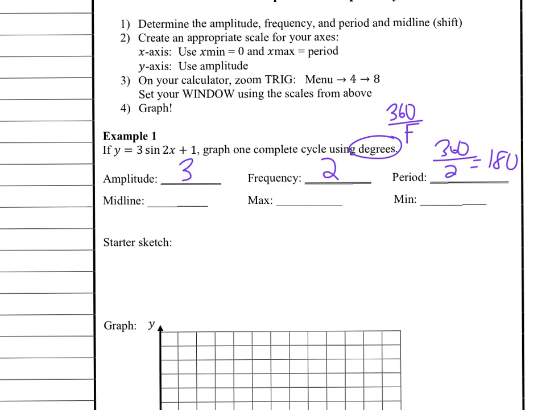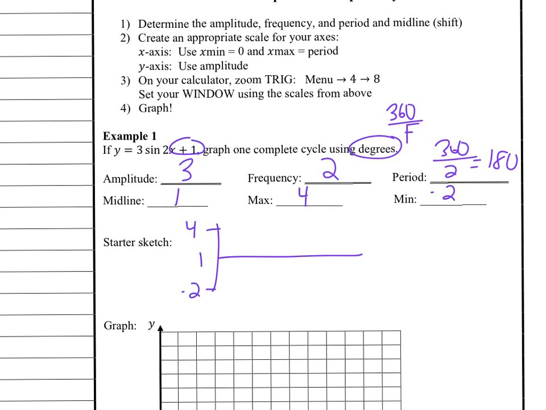Alright, so the midline. The midline is always what comes after the plus or minus in the problem. That's going to be this 1 right here. The max is figured out by figuring out how far up we go from the midline. Well, the amplitude tells us how far up and down we go from the midline. So if the midline is at 1, here's my sketch, and that's the midline of 1, I'm going to be going up 3. So 1 plus 3 is 4 on a good day, and the minimum will be 1 minus 3, which is negative 2. So I'm going to have my max at 4, my min at negative 2.